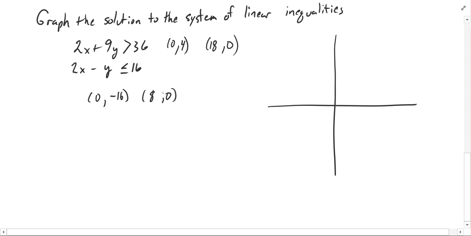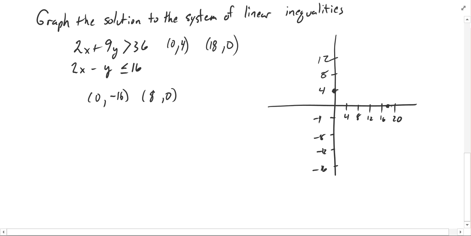So I need to go out to 18 on the x-axis and from positive 4 to negative 16 on the y-axis. So let's count by 4s. There's 4, 8, 12, minus 4, minus 8, minus 12, minus 16, and keep going by 4s: 4, 8, 12, 16, 20. So our first line goes from (0, 4) to (18, 0). 18 will be halfway between 16 and 20.